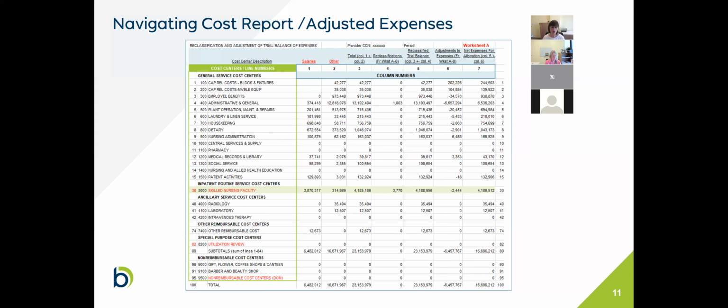And then the section for ancillary cost centers: labs, radiology, IV medications, therapies, all those ancillaries you provide. And then in the end, there are non-reimbursable cost centers. The costs for them are calculated, so you report expenses and cost is calculated, but that cost is non-reimbursable for purposes of Medicare program participation.